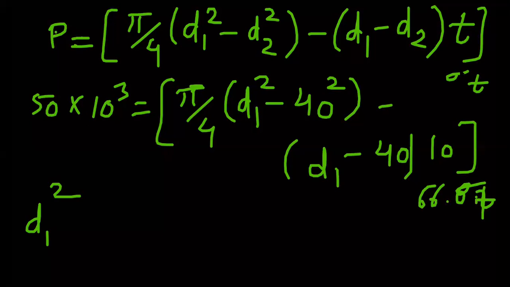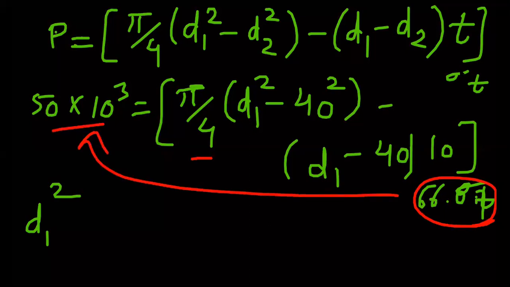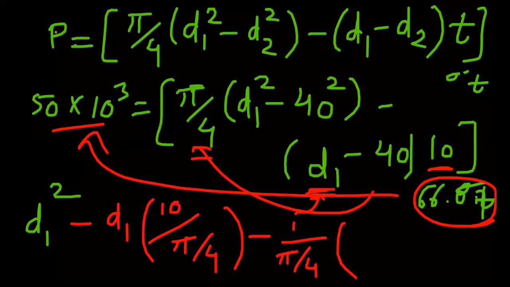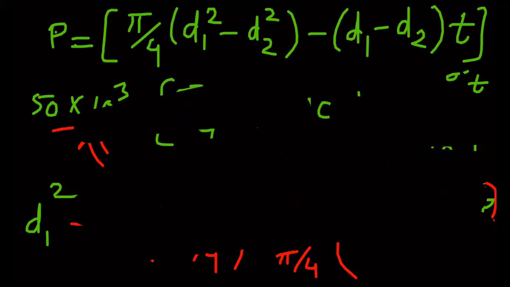Okay, so first take all d1. Okay, d1 square here. In this, you can see d1 is multiplied by pi by 4, and this 66.67 goes here, divided by this 15 × 10³. So d1 square minus d1 into 10 divided by pi by 4. After that, all the constant c value will be put on one side. Okay, I will clear all this and make the complete equation. Just see this.